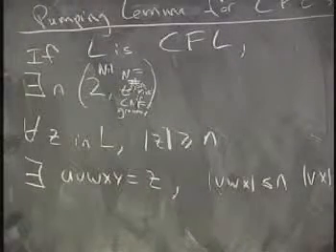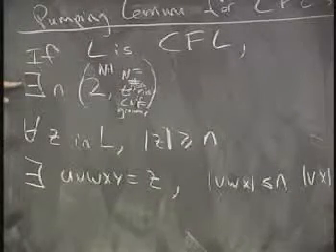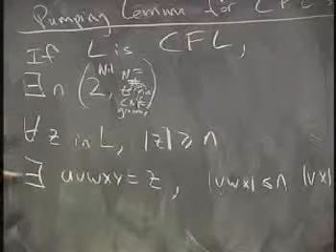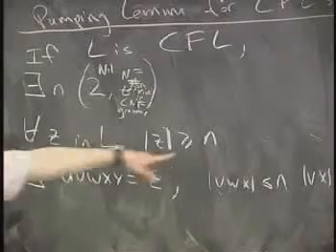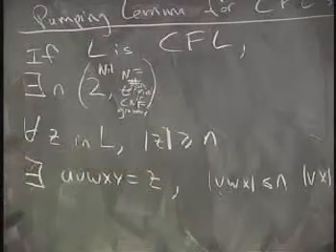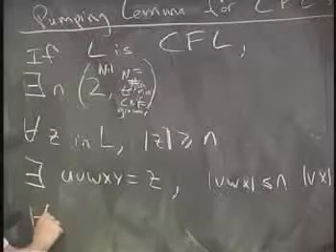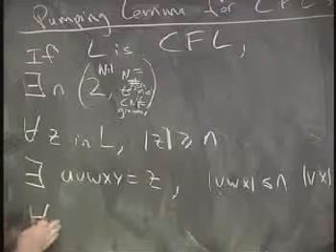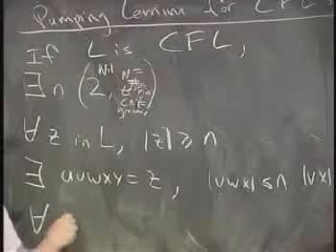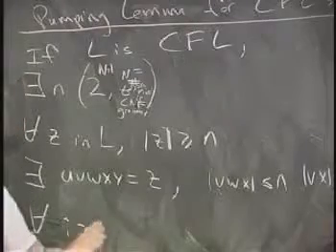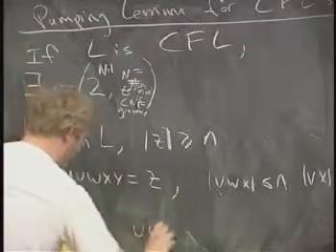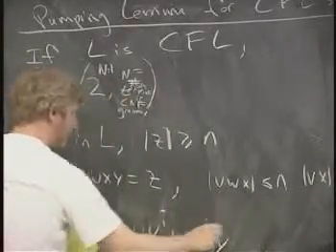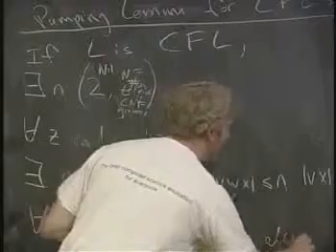So this is Jeff's turn. He gives me the number. This is my turn. I give him the string bigger than that number. This is Jeff's turn. He splits it into 5 parts according to my restrictions. And now this is my turn. For every i greater than or equal to 0, u v to the i w x to the i y is also in L.